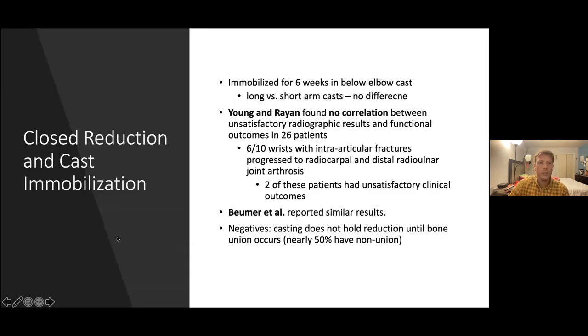So, this study looked at closed reduction and cast immobilization. The patients were immobilized for 6 weeks in an elbow cast. There was no difference in results between long and short arm casts. The study noted Young and Ryan, as well as Bauer et al., found no correlation between unsatisfactory radiographic results and functional outcomes in 26 patients. There were a few risks that did result in joint arthrosis, but only 2 out of the 6 patients that developed arthrosis had unsatisfactory clinical outcomes.